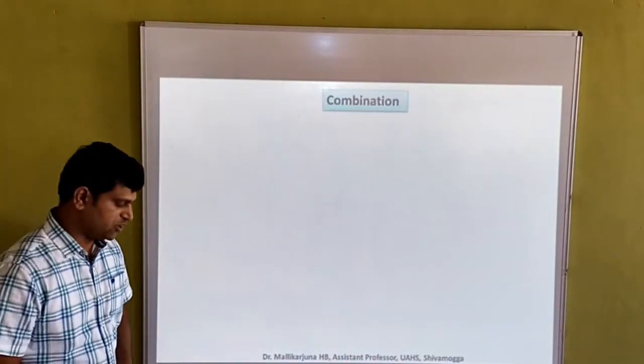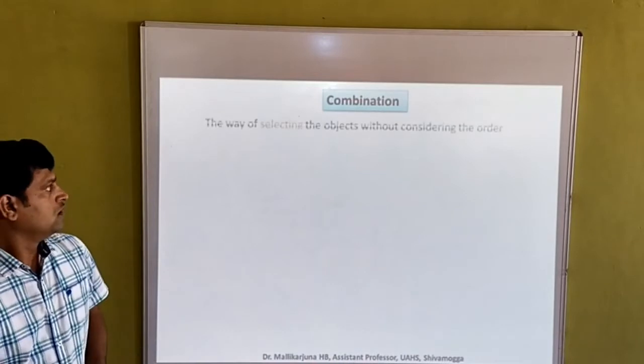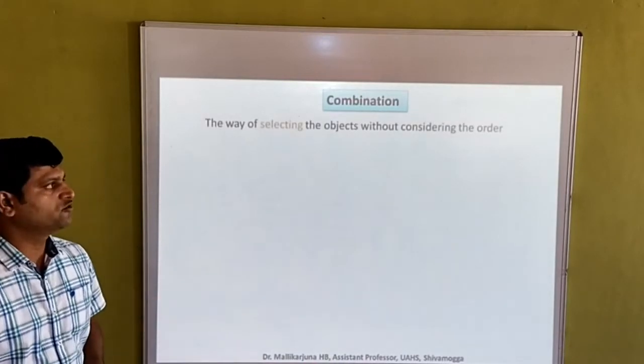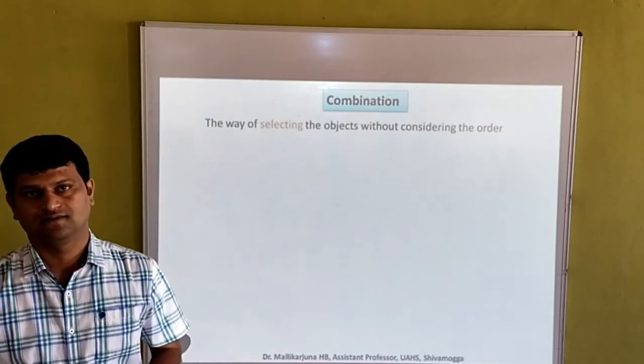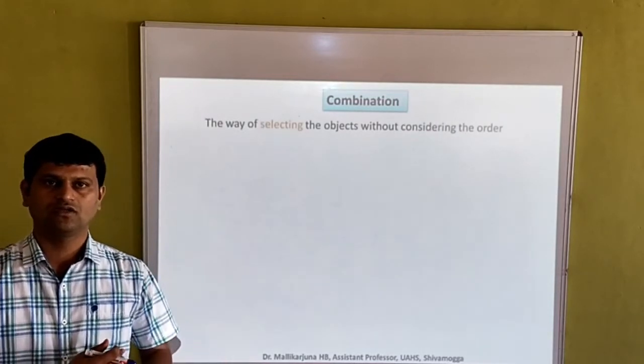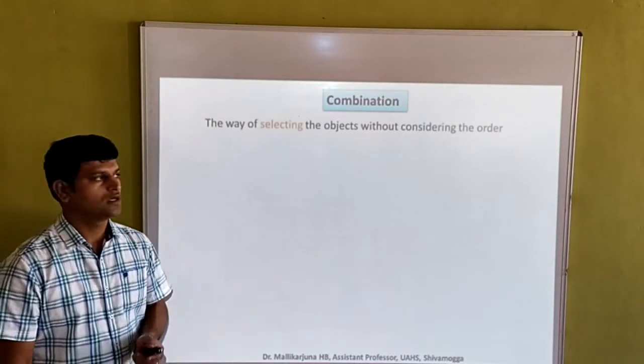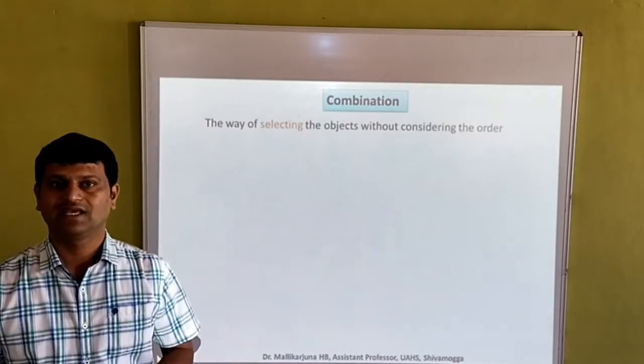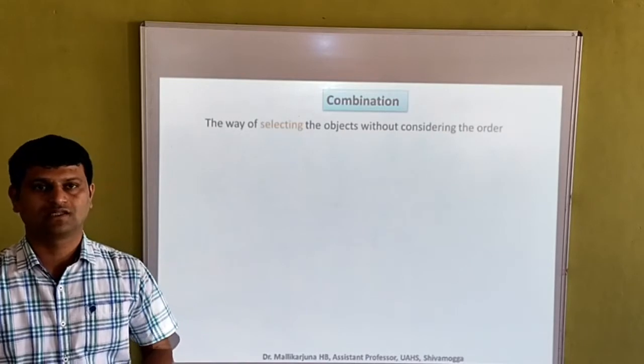Now come to combination. Combination means the way of selecting objects without considering the order. In permutation, it should be in order, but here we are selecting the objects without considering the order. So we should not consider the order here.